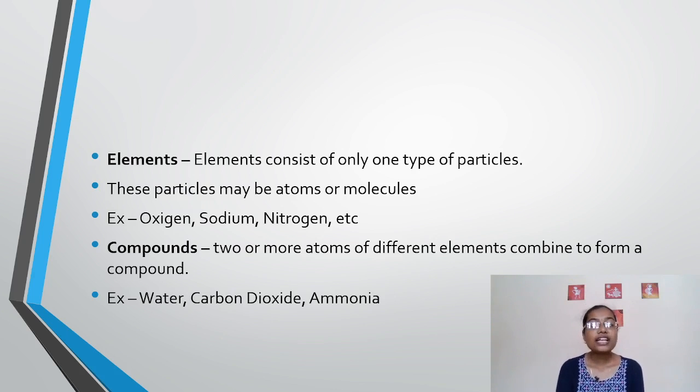Properties of compounds are different from the properties of their elements. For example, in water we have hydrogen and oxygen. Hydrogen in its element form is in gaseous state, and oxygen is also in gaseous state. When they both combine to form water, the water is in liquid state. So the physical property or state of the compound is completely different from that of its elements.